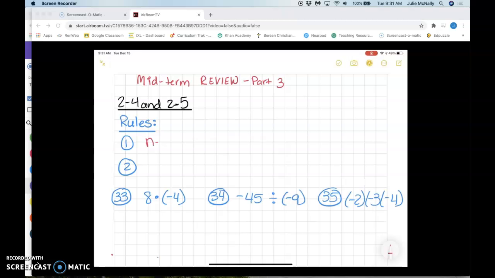A negative answer. And two negatives, or an even number of negatives, equals a what? Positive answer. So, for number 33, is my answer going to be positive or negative? Negative. How about 34? Positive or negative? Positive. And 35? Negative, because I have an odd number. Good. So now let's do the math.